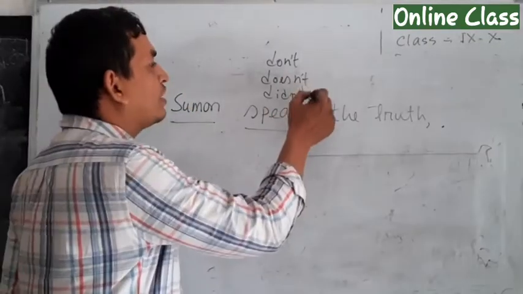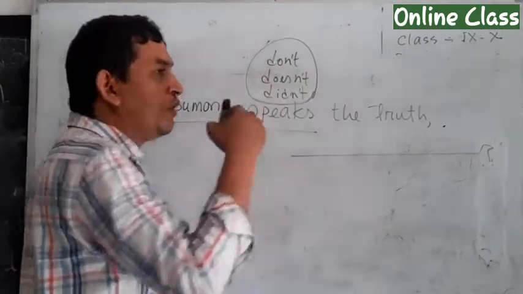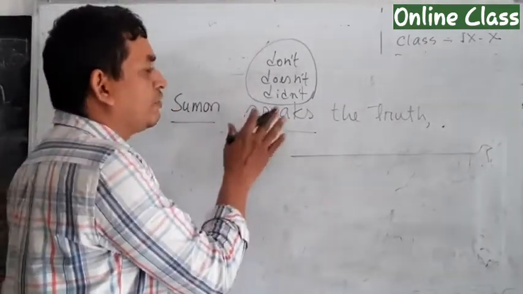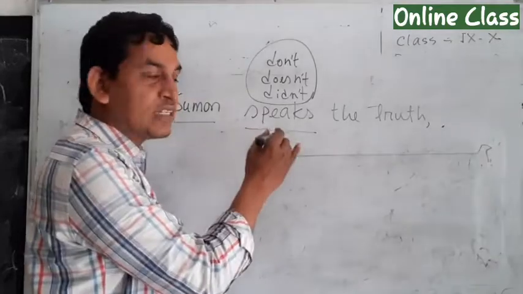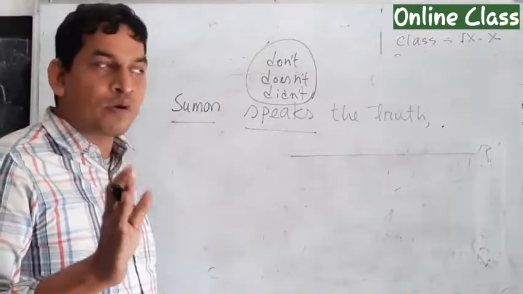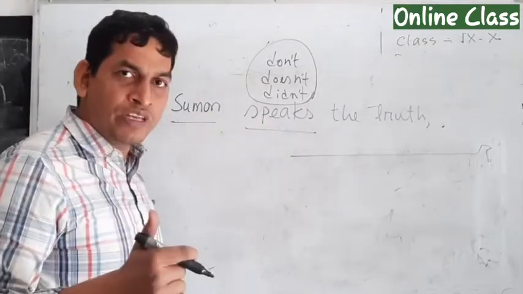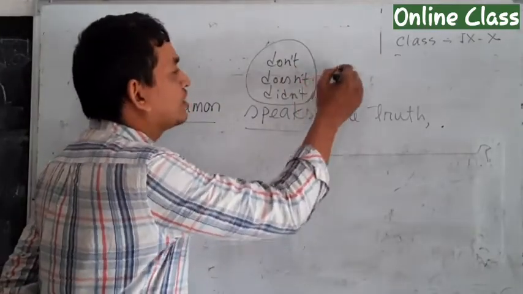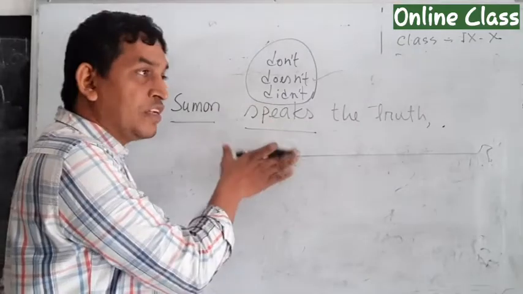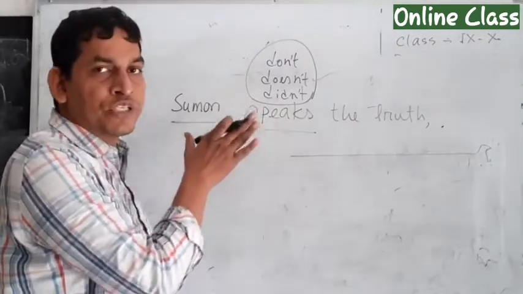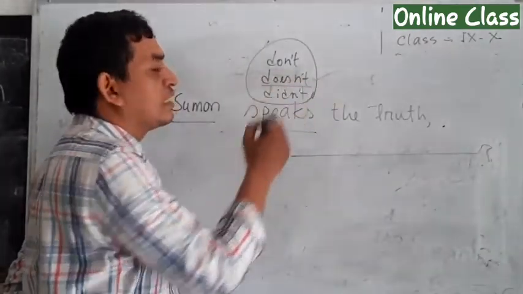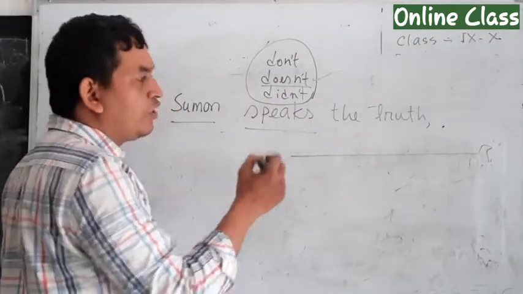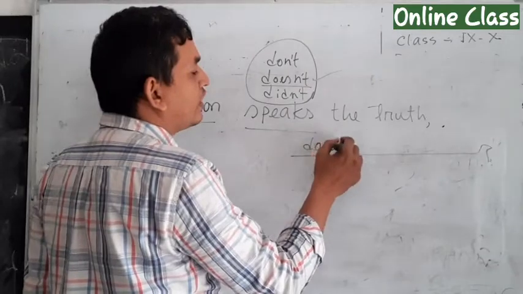To use don't, didn't, doesn't, we have to follow the rules of persons and tenses. Here, the sentence is in present tense. So speaks is present tense. The subject Shumon is third person singular number. So if the statement is present indefinite tense and the subject is third person singular number, we must use doesn't. Here we will write doesn't.